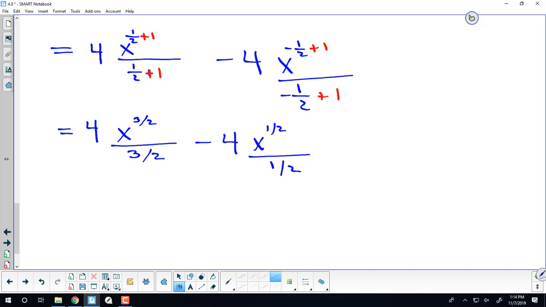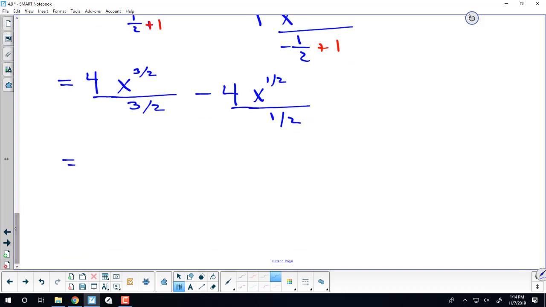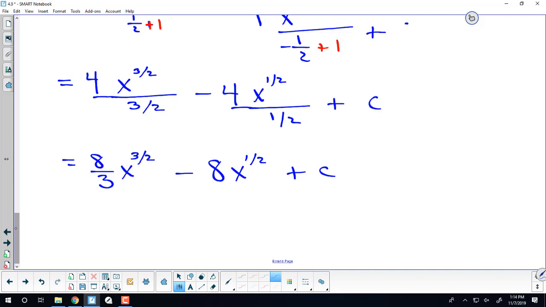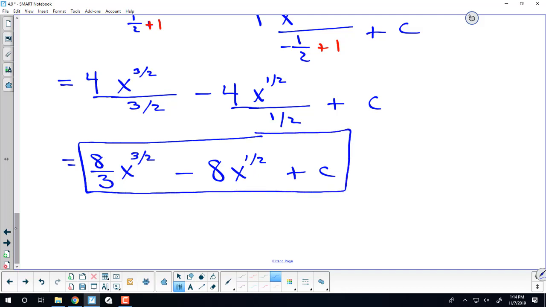And I guess the 4 is really up here, so we'll extend that a bit. Just invert and multiply, clean up your constants. You have 2/3 times 4, so you have 8/3 x to the 3/2 minus 4 divided by 1/2 is 4 times 2, x to the 1/2 plus c. I guess we should have a c out here the whole time. And that's it. I mean, if you want to rewrite it with radicals, feel free to do that. But that's the antiderivative right there.